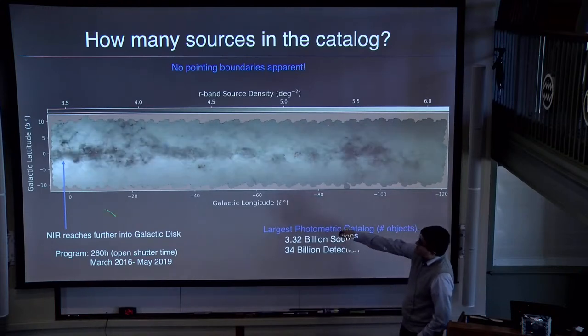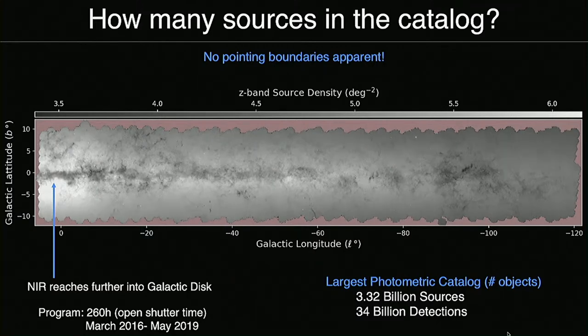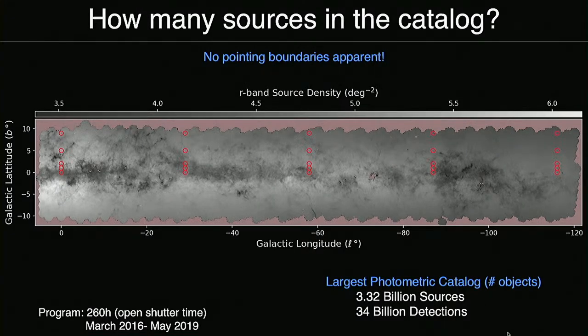Now, DCAPS isn't just great for dust. It's great in that it reaches really far into the galactic disk, which lets us map out dust and galactic stars, 3.32 billion of them. And so let me just show you some of the stellar diversity we have throughout our survey footprint along a variety of different beams across the survey footprint.